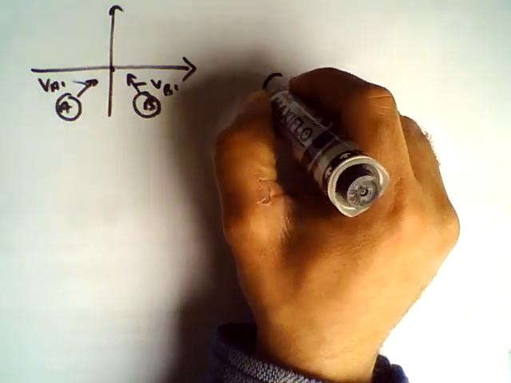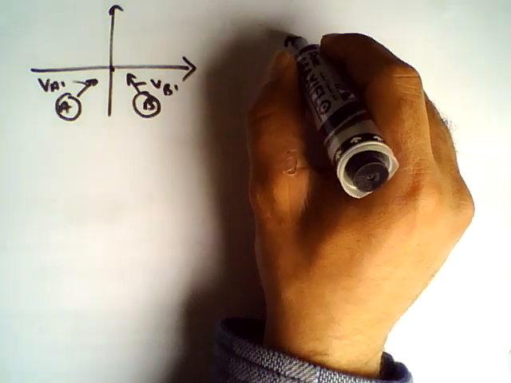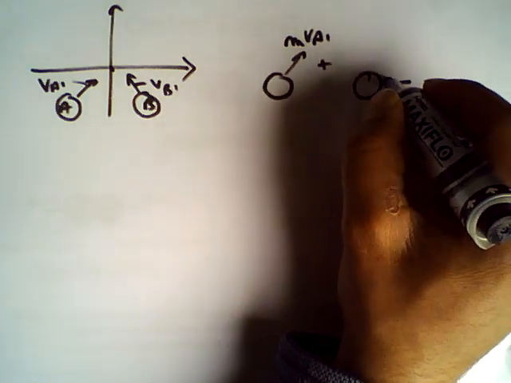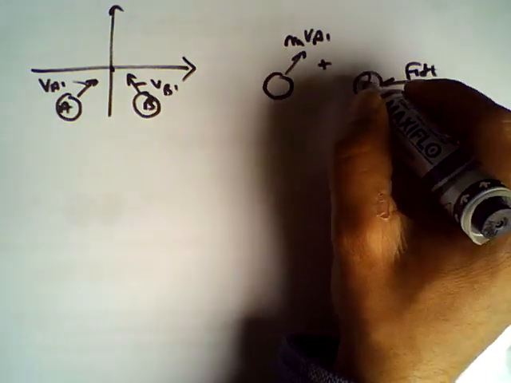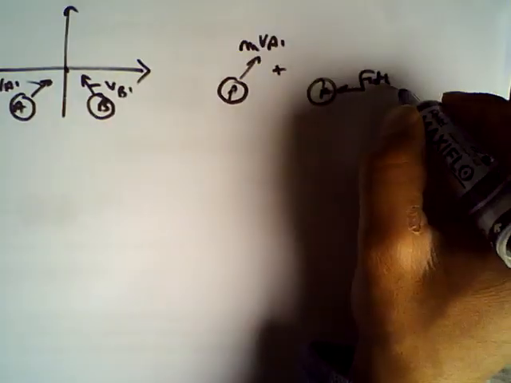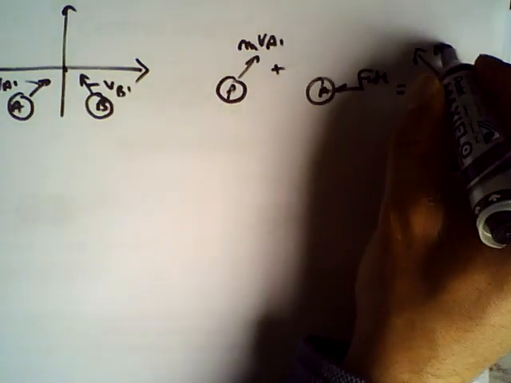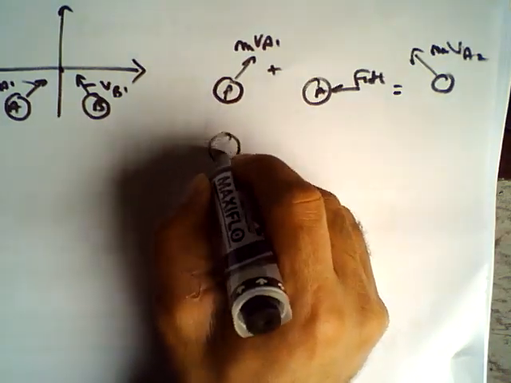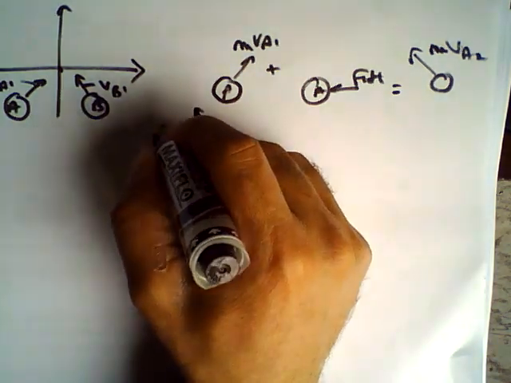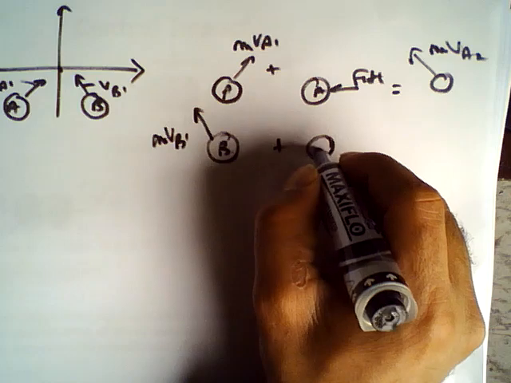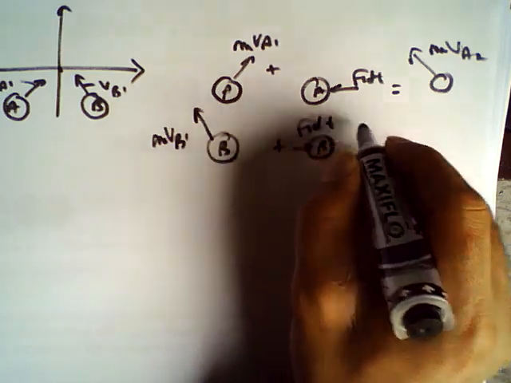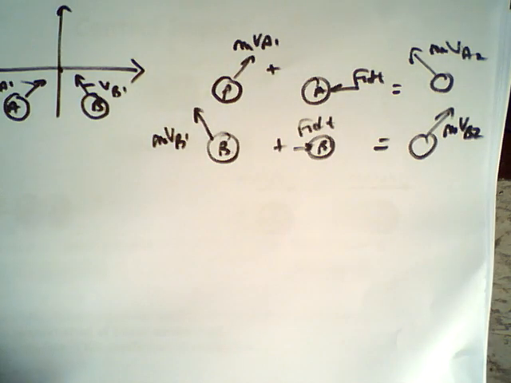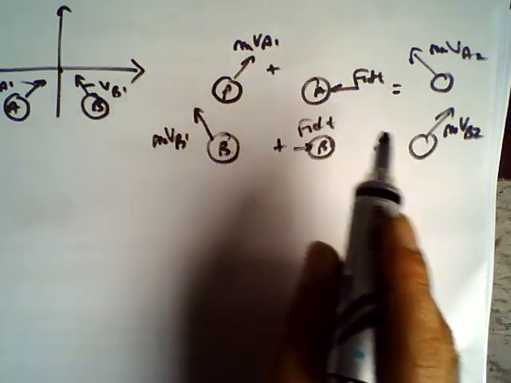So if I actually draw the impulses on A, basically A had this momentum MA VA1, plus it's going to have FDT that is due to the collision, and then after this it's going to be traveling with MA VA2. You guys agree? And ball B was traveling with this momentum MB VB1, plus on B it's going to have this, and it's now going to be traveling with MB VB2. Alright, and these are vectors, so we can sum them in any direction that we want.